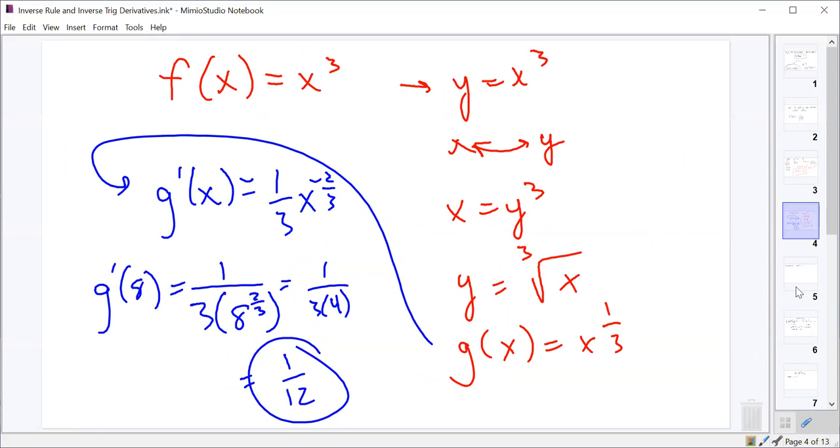Where'd the negative 2/3 exponent come from? We had g of x as x to the 1/3, so the derivative of that is 1/3 x to the negative 2/3. Okay. Good or no? Yeah. All right, let's do another one.